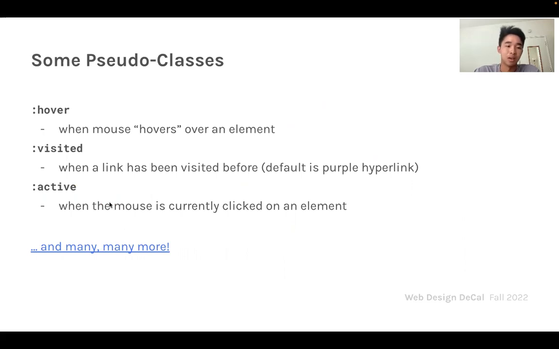And then we have colon active. It's for when the mouse is currently clicked on an element, and you want to, say, increase the size of something. Yeah, there's a lot of applications for pseudo classes. It's just up to you to play around with them.